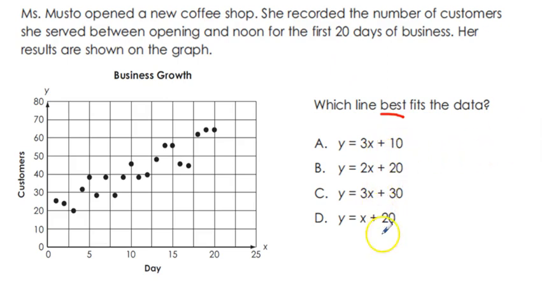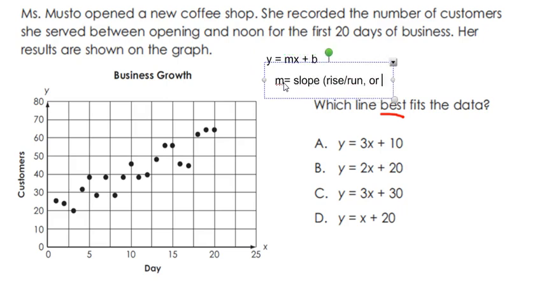Best being operative here. And we have four different line options. And we have our data over here. So for this particular question, you need to have some particular knowledge. And that's because all of these lines are in the form y equals mx plus b, where m is your slope, which is rise over run, or you can think of it as y over x. And that simply means the number on top tells whether you're going up or down, the number on bottom is left or right.